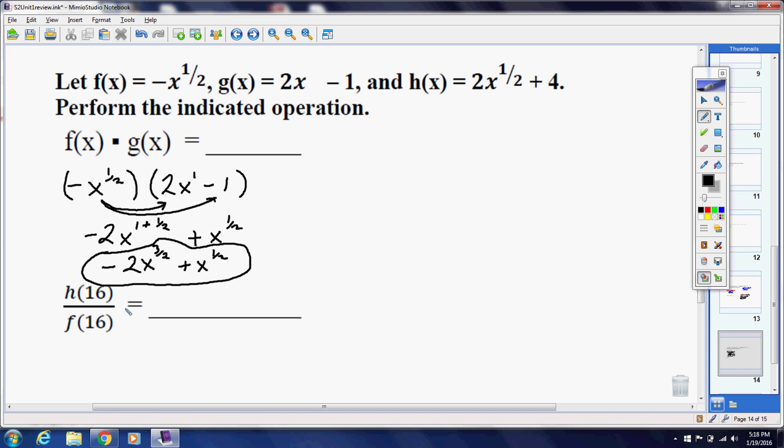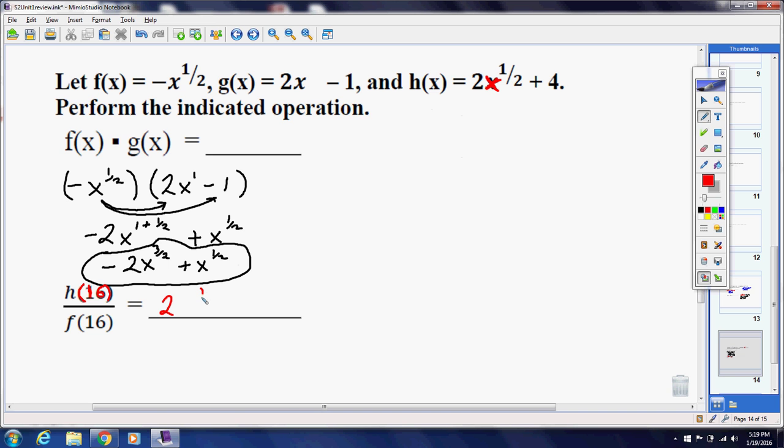All right, let's take a look at this one. h of 16 divided by f of 16. So on top here we have h of 16. Remember, that's what we are substituting in for x. So just this x right here is getting substituted with this 16. I think it's good practice to substitute in the 16 in parentheses when you substitute that in. So we will write the same h function in.